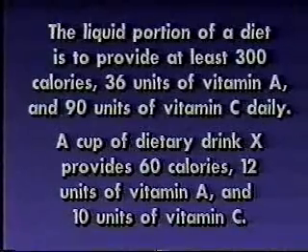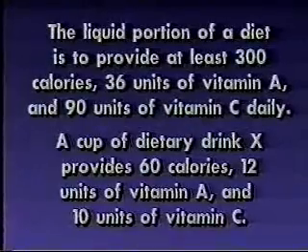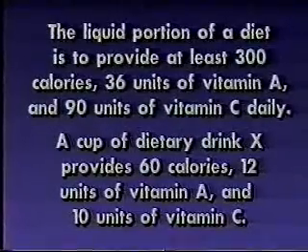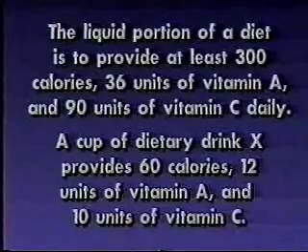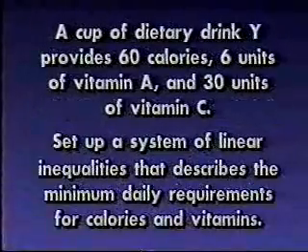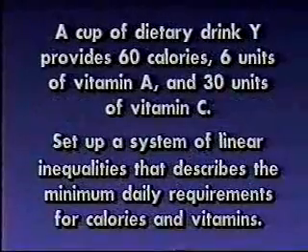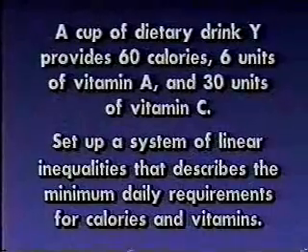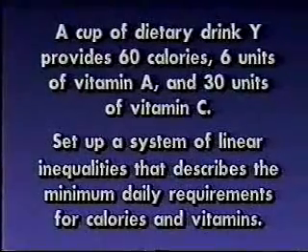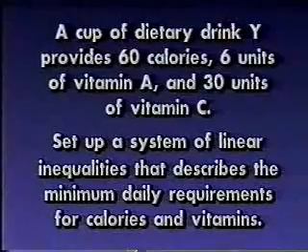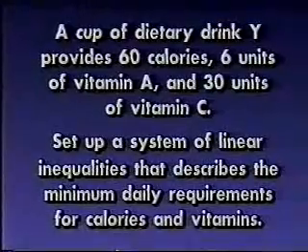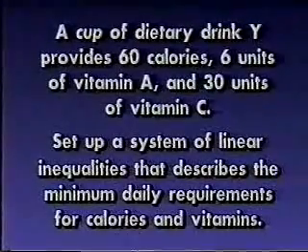A cup of dietary drink X provides 60 calories, 12 units of vitamin A, and 10 units of vitamin C. A cup of dietary drink Y provides 60 calories, 6 units of vitamin A, and 30 units of vitamin C. Set up a system of linear inequalities that describes the minimum daily requirements for calories and vitamins.